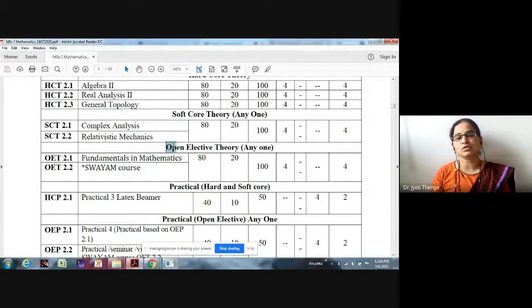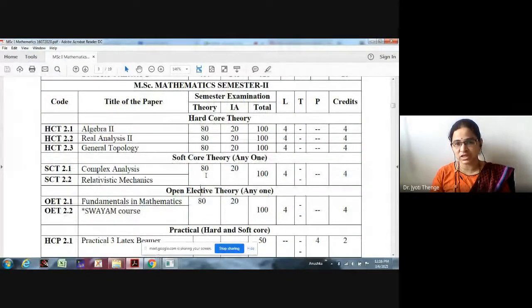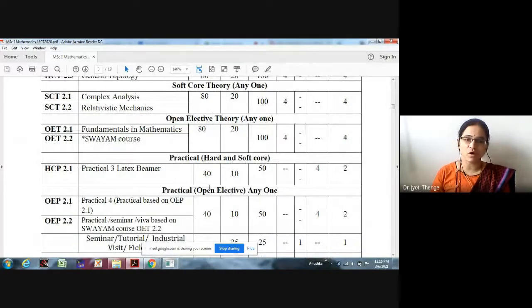Then we have to go for an open elective theory. This open elective theory paper, fundamentals in mathematics in Swayam course, these two we were offering to the students of non-mathematics departments, that is, to the other departments in our school. Therefore your structure for this semester will be: 4 theory papers of mathematics and 1 open elective theory paper. We have selected either from office automation or from statistical method.